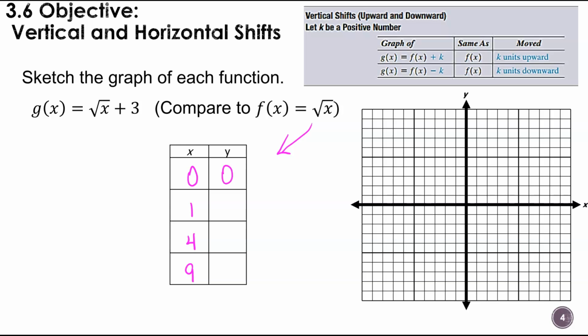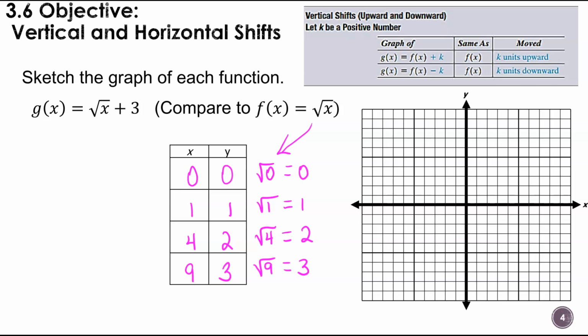The square root of 0 is 0. The square root of 1 is 1. The square root of 4 is 2. And the square root of 9 is 3. I went ahead and put the 9 on here just so we would have a little bit more on our graph. Now we're graphing this with the dotted, right?